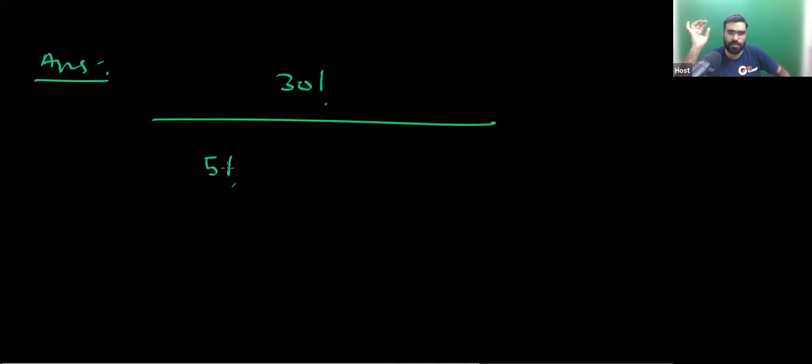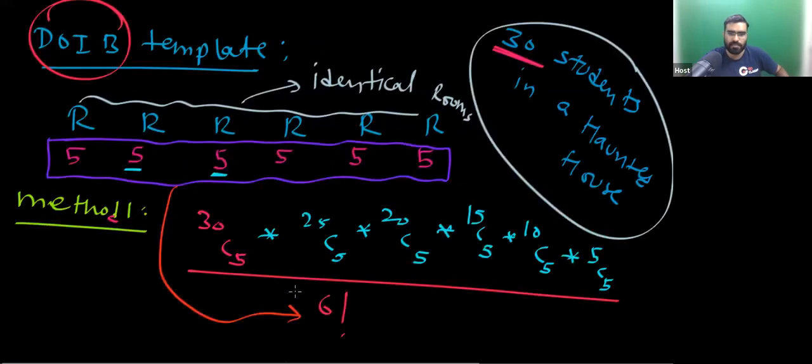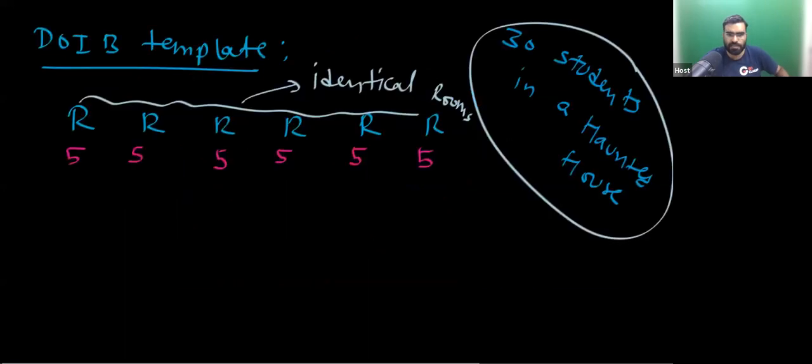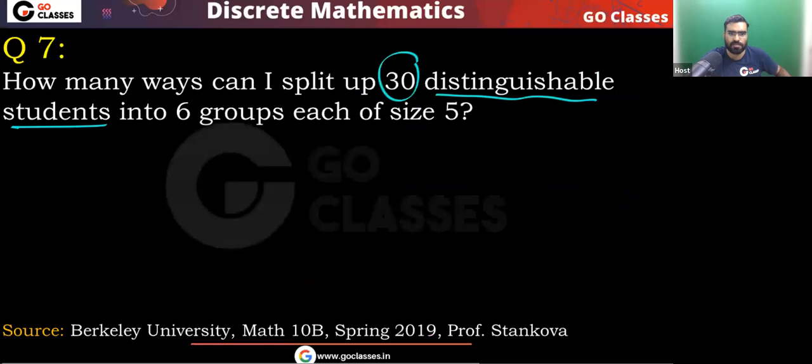If you see, this will be like 5 factorial power 6 multiplied by 6 factorial. Is this point clear? So this way, if you simplify this 30C5 and so on, you will finally get 30 factorial divided by 5 factorial power 6 multiplied by 6 factorial. This you will get if you solve it. Is this point clear? Let me know. What is the answer that is given for this question?